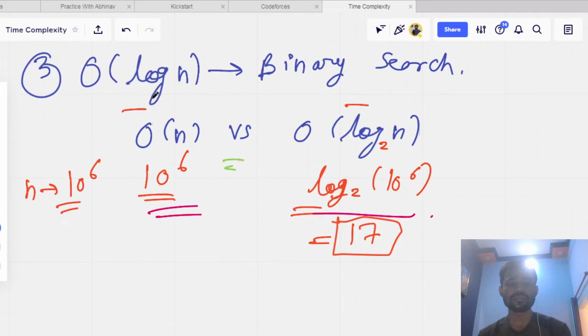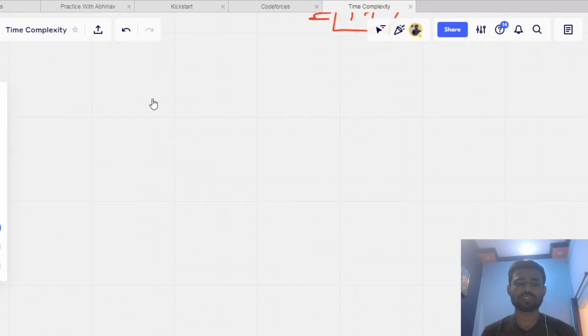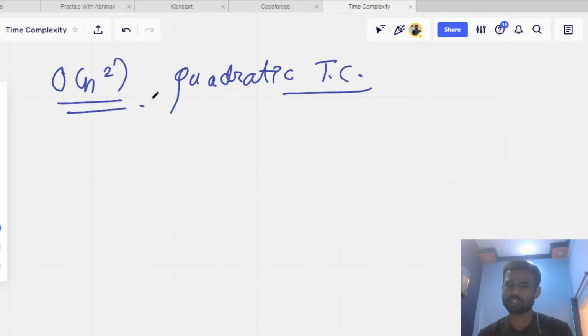Okay. Now there are some other common examples which we will discuss, because we are going to cover everything. So the next is quadratic time complexity. We have discussed, or we will discuss, that it is O n square. This is quadratic time complexity, O of n square. Okay, so we will take examples of this also.